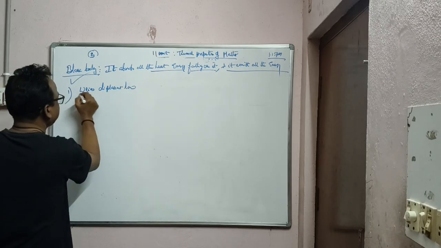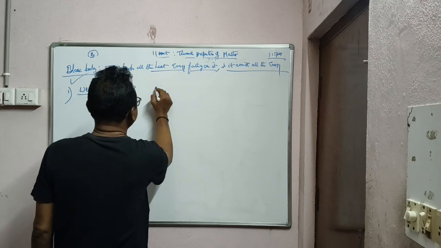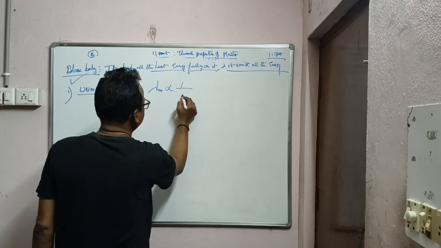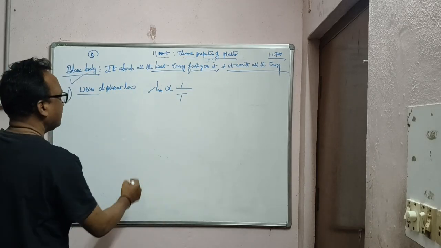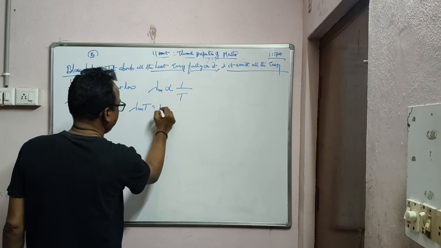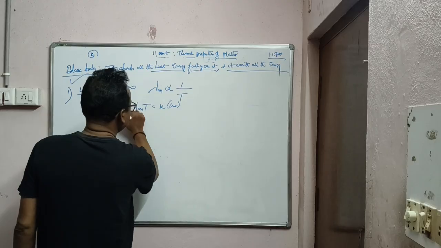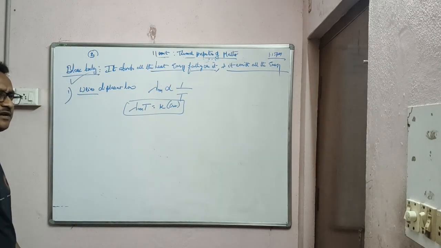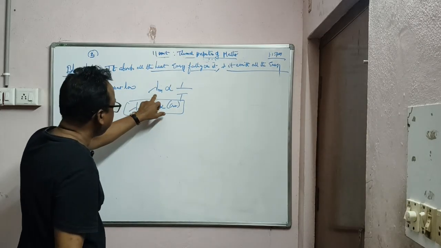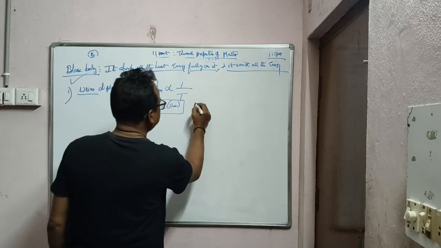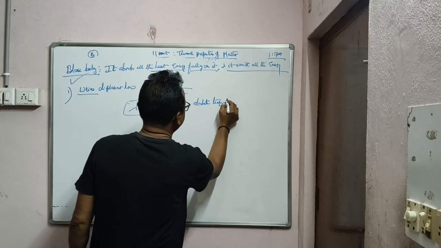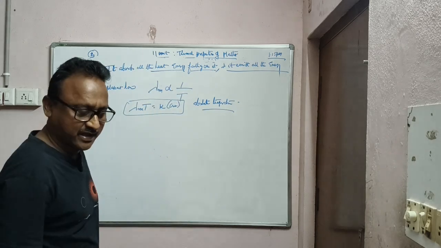Wien's displacement law: the scientist Wien stated that the maximum wavelength lambda is inversely proportional to the absolute temperature, or lambda maximum into T, the absolute temperature, equals a constant K. This is the law given by Wien's displacement law. It gives the relation between the maximum wavelength and the absolute temperature in Kelvin.